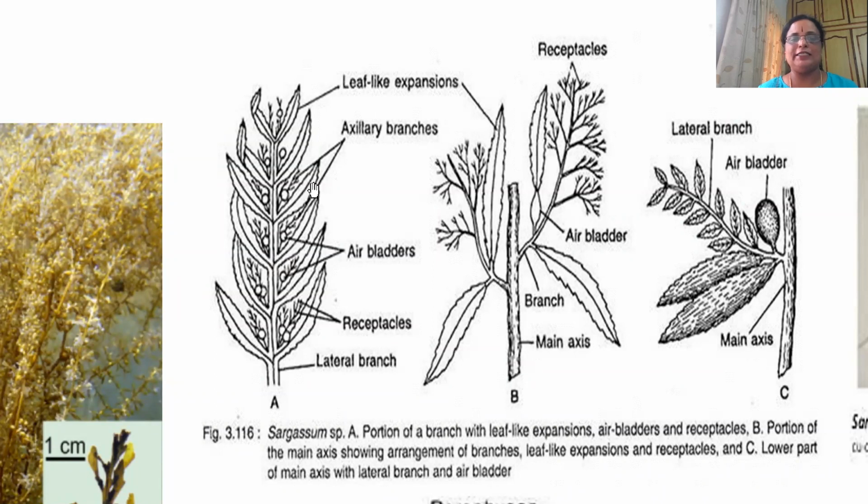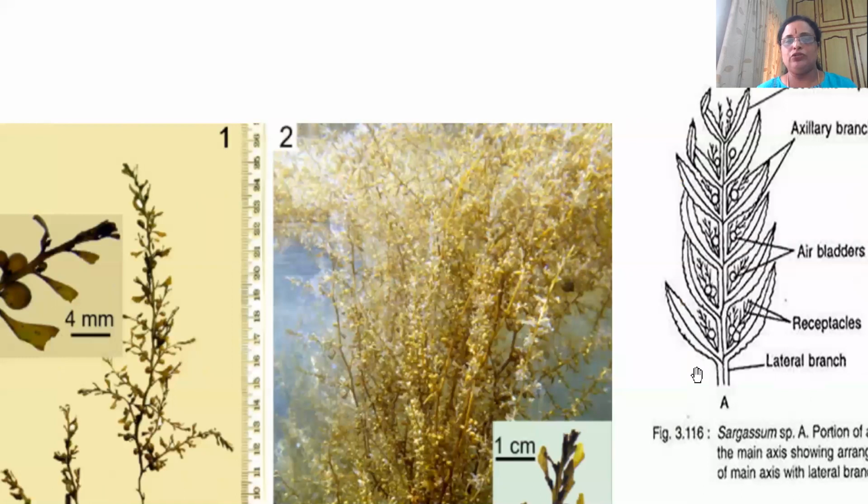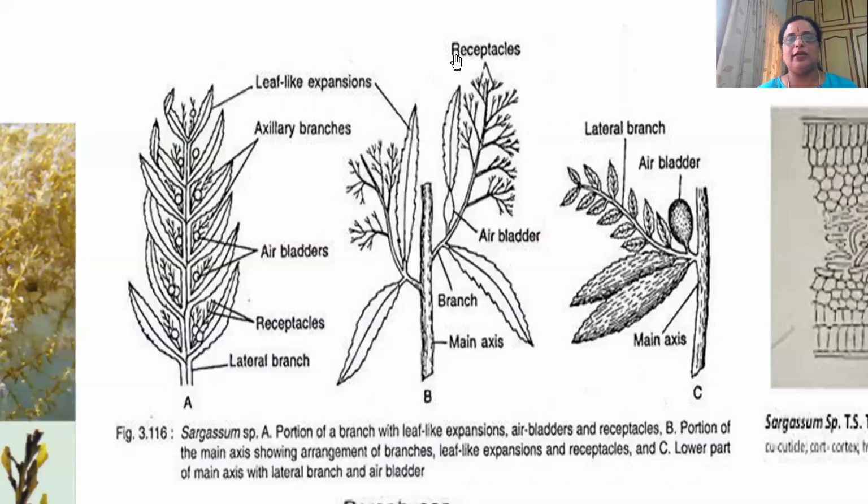What is the meaning of axillary branches? Near the axil of the central axis and the lateral branch, there are certain branches which arise. Those are called axillary branches. From these axillary branches, you can find special structures called receptacles. These are called receptacles in this image also. See here, you can find leaf-like structures, bladders, and some special structures which are reproductive in function. Those are called receptacles.